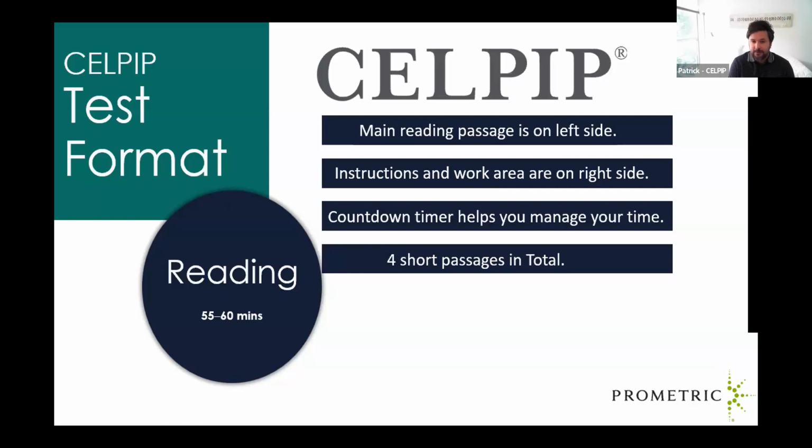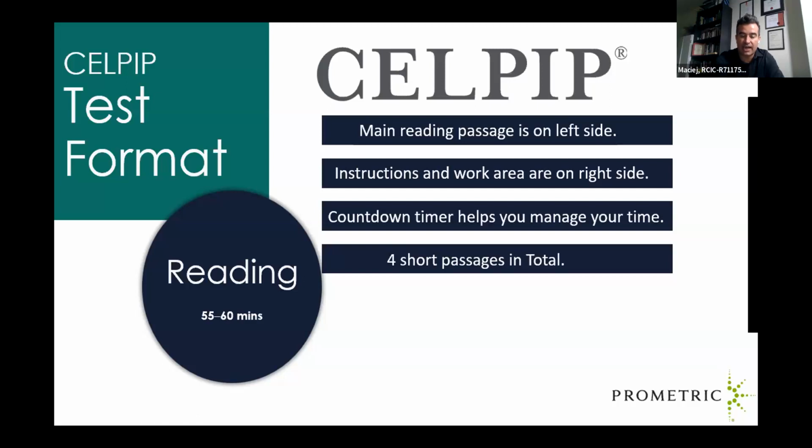Yeah, so with the CELPIP, another thing is it's all multiple choice, except for section three, where you have to match. It's a matching paragraph section. But apart from that, you really have two kinds of questions: fill in the blanks and matching paragraphs or matching ideas. But you always have a multiple choice. You always have a 1 in 4 chance of getting it right.